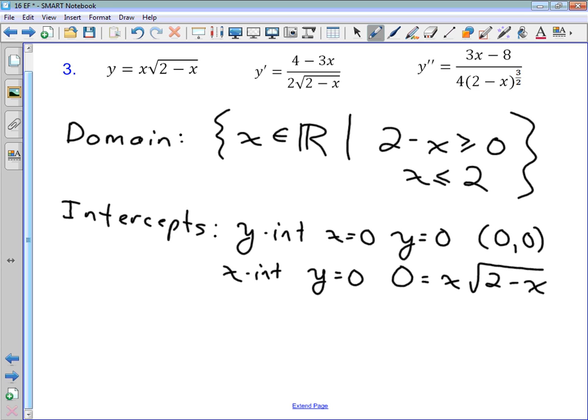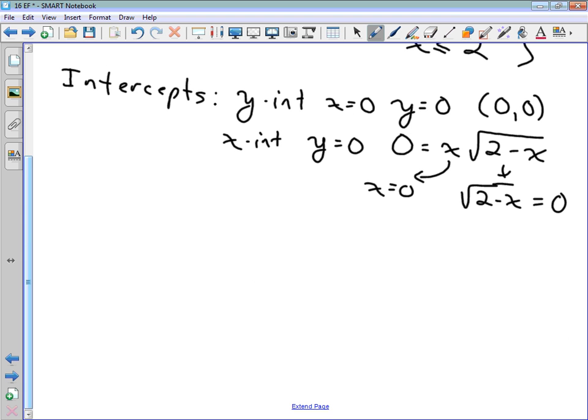Yeah, take our two terms, set them equal to 0. X equals 0. Take this thing, square root of 2 minus x equals 0. And then we can solve this thing for x. So here I can square both sides. 2 minus x equals 0. What does x have to equal? X has got to equal 2.